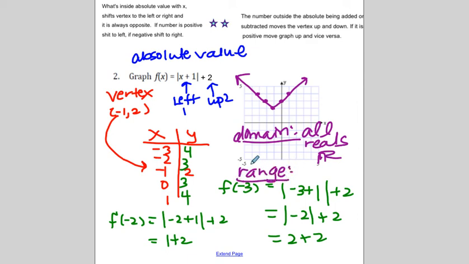And then range. That's your y value. So look down. There's nothing here. The first y value you see is right here, which is at 2. And then we're going bigger than 2. So y is greater than or equal to 2. Okay. So there's my domain, and there's my range for my absolute value function.